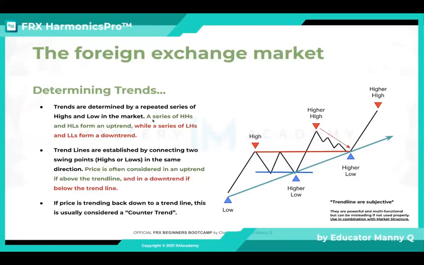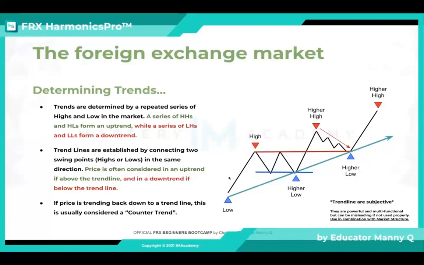A series, write this down in your notes, a series of higher highs and higher lows forms an uptrend, while a series of lower lows and lower highs forms a downtrend, right? Now moving forward, trend lines are established by connecting two swing points, by connecting two high points or two low points in the same direction, right? Price is often considered in an uptrend if it's above the trend line, and price is often considered in a downtrend if it's below the trend line.